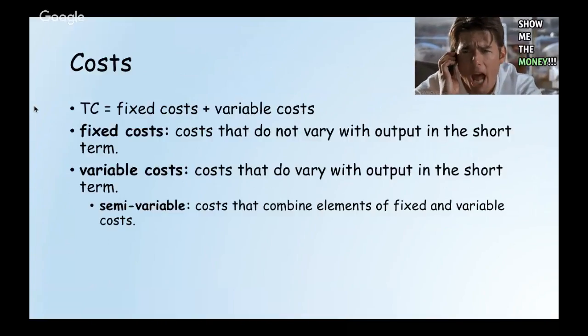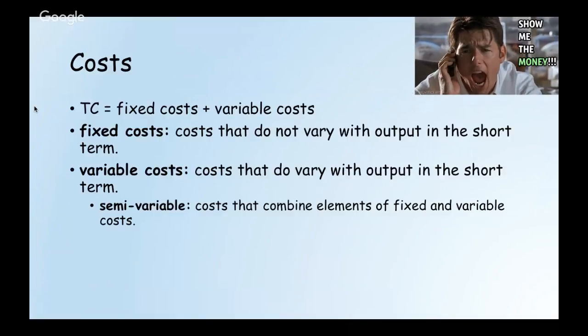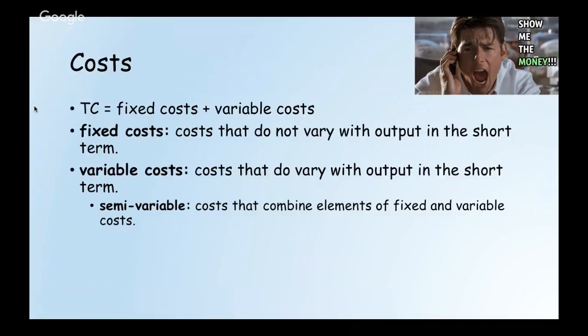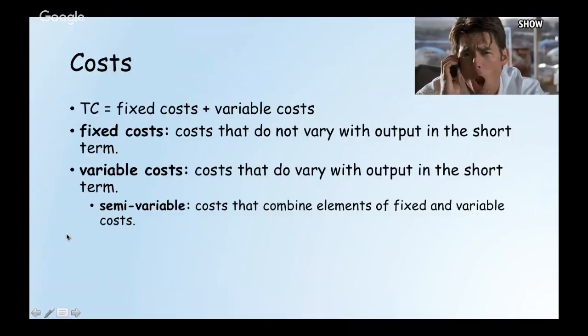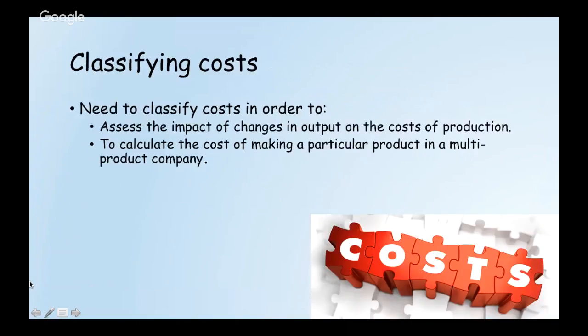Variable costs, on the other hand, do vary with output. So they do change considering how much we actually make of a product. And semi-variable costs are costs that combine elements of fixed and variable costs. But at this level, you do not need to pay too much attention to this. In order to classify the costs, we need to understand how changes in the output affect the cost of production, and to calculate the cost of making a particular product in a multi-product company.